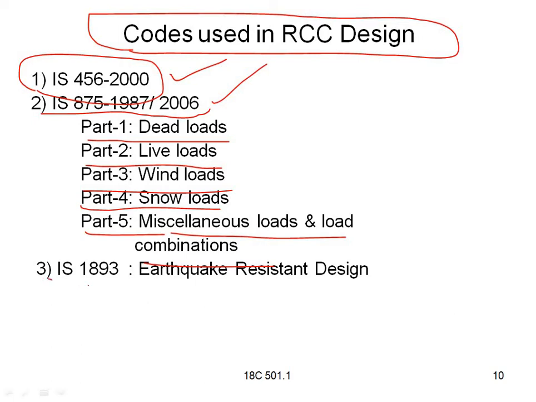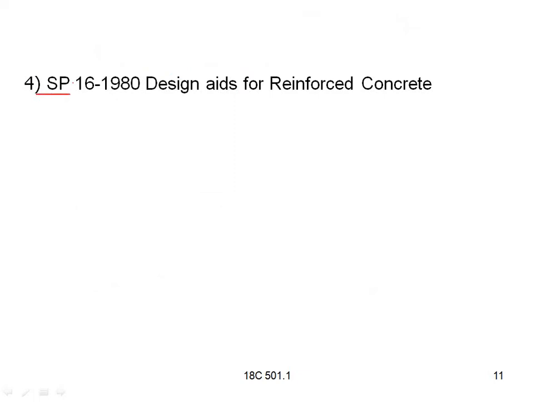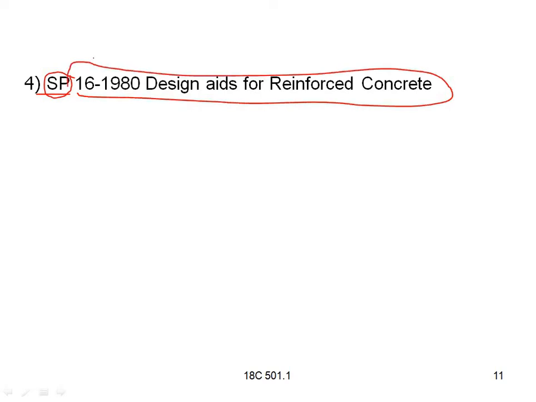And coming to the IS 1893 earthquake resistant design. This code is derived for earthquake resistant structure design. And SP, this SP is called standard publications, remember. Okay, standard publications SP 16 1980 design aids for reinforced concrete. So standard publications SP 16 1980 is used for the design aids for reinforced concrete.